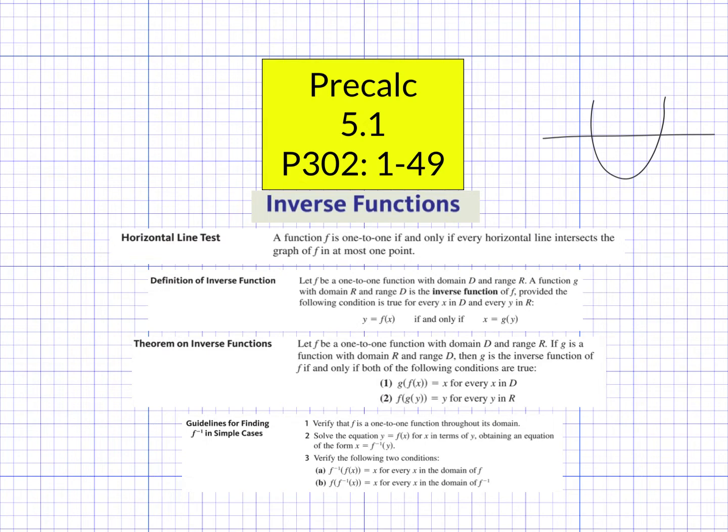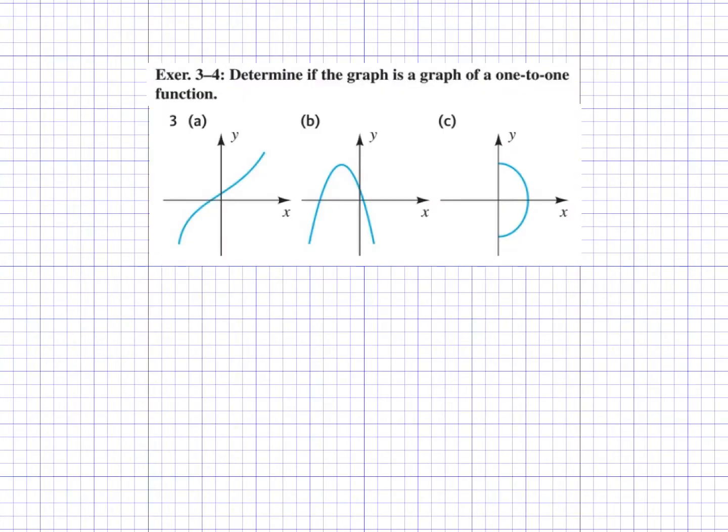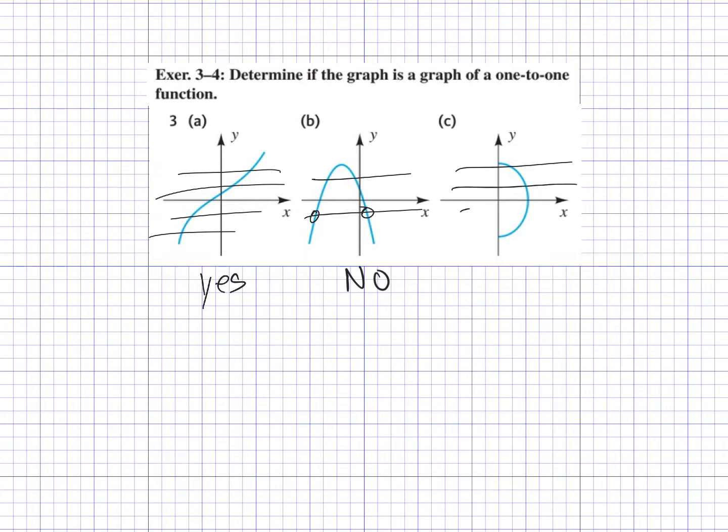Let's race through the first few graphs for the horizontal line test. All right, so the first thing here, obviously, A, B, and C, you have to say yes or no. Yes, it is one-to-one, or no, it's not. So we can draw horizontal lines on this one. So yes, that is a one-to-one function. This one, obviously not. It hits in two spots each time. So no, it's not a one-to-one function. But this one, yes, that's a one-to-one function.